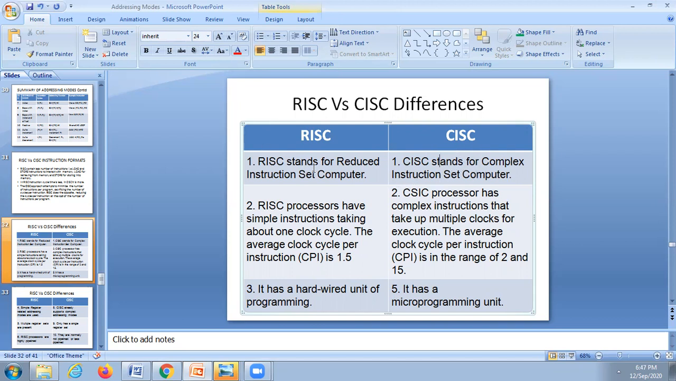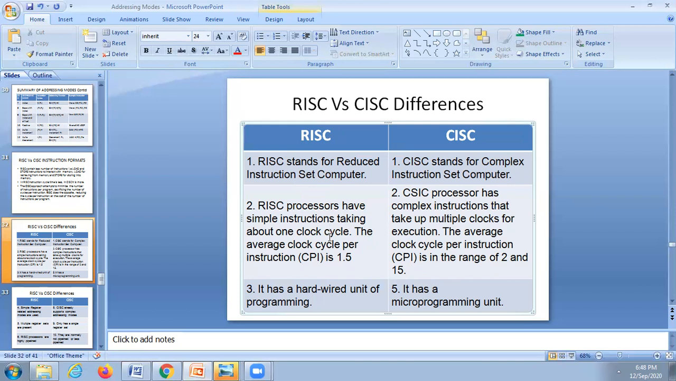Whereas in RISC, only fewer are used. Here RISC processors have simple instructions taking about 1 clock cycle. The average clock cycles per instruction is 1.5. What about simple instructions taking 1 clock cycle? 1 clock cycle means 1 T state.